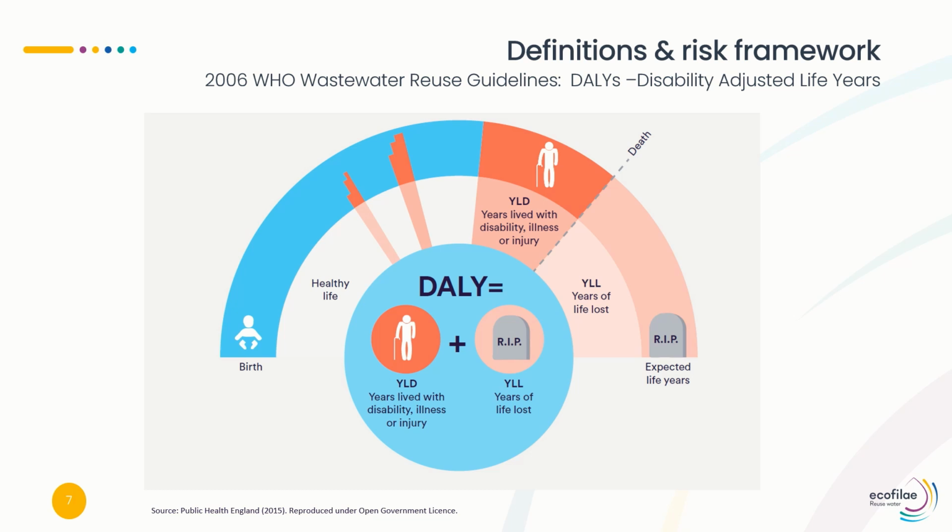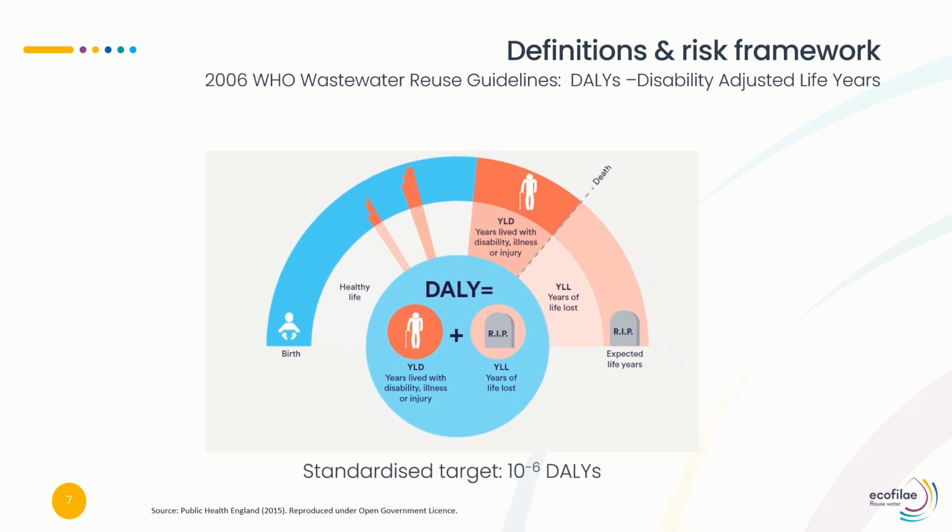DALYs are calculated by adding the years of life lost due to premature death to those lost due to disability. Years of life lost are calculated from age-specific mortality rates and standard life expectancies in a given population. Years of life lived with a disability are calculated by multiplying the number of cases by the average duration of the disease. These figures are standardized by a severity factor depending on the disease. The DALY concept is an important tool for comparing health events, as it takes into account not only acute health effects, but also delayed and chronic effects.